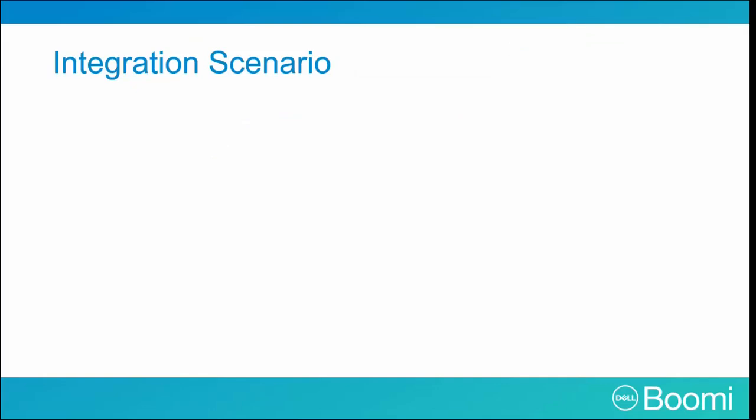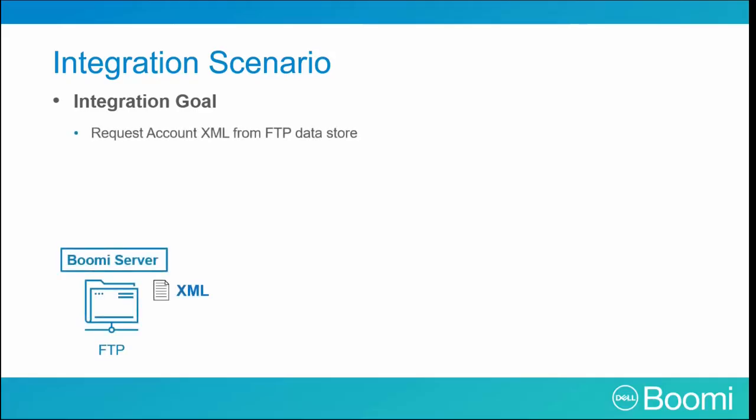We now understand the high-level concept of the business scenario, so now we need to translate it into how our integration developer would think. The integration goal is as follows. We are going to request the account XML data be loaded into our FTP data store. This pulls the customer's contact information, currently in the XML format, from the FTP data store into our own process.